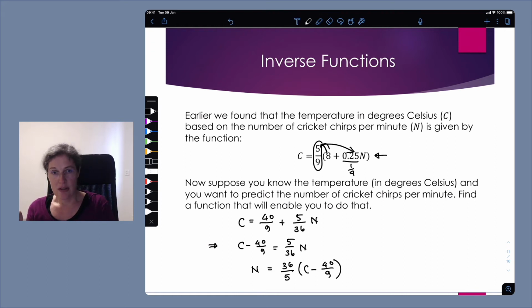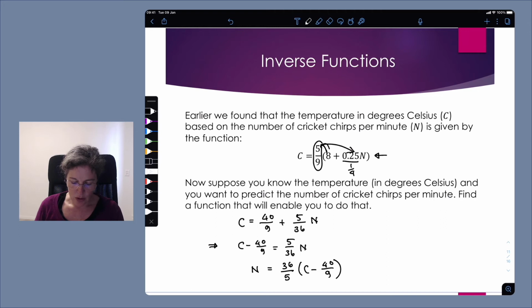Okay, so this is now an equation which, as an input, takes a temperature and spits out the number of cricket chirps per minute. Whereas originally we had an equation that took in the number of cricket chirps and spat out the temperature. And what we've just found is what's called an inverse function. It is a function that goes in the opposite direction, so it inverts what you just did.